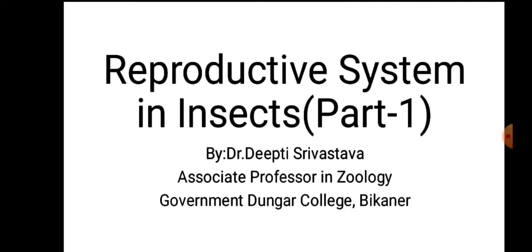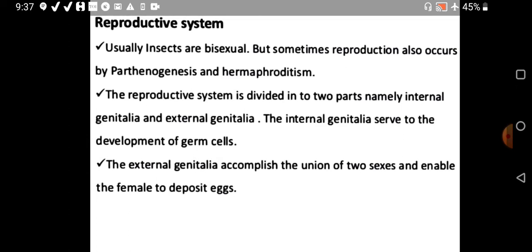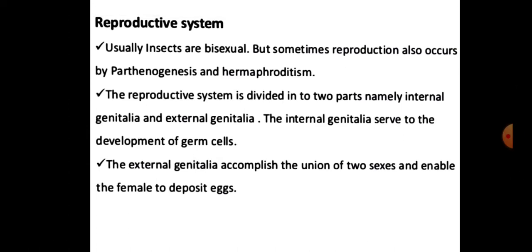Today we will talk about reproductive system in insects. Usually insects are bisexual, but sometimes reproduction also occurs by parthenogenesis and hermaphroditism. The reproductive system is divided into two parts, namely internal genitalia and external genitalia. The internal genitalia serve for the development of germ cells. The external genitalia accomplish the union of two sexes and enable the female to deposit eggs.